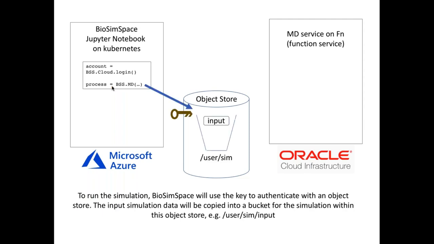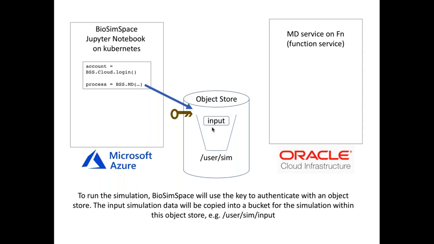First thing that happens now is when the person wants to run the MD simulation, and we've worked out we do have a resource and it fits into the constraints, the access key is used to connect to an object store, create a bucket for the simulation for that user, and then the input files, which are generated by BioSimSpace to run the simulation, are then transferred to the object store under that bucket.